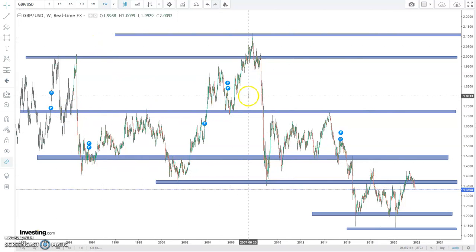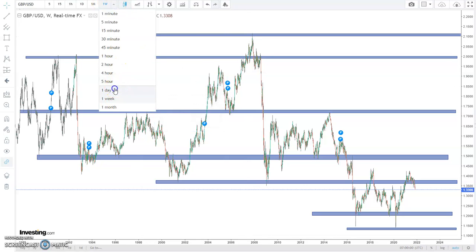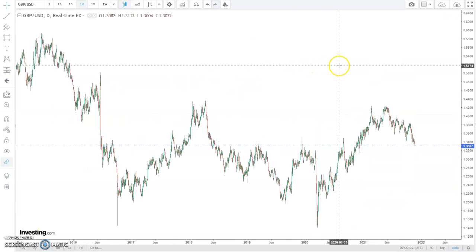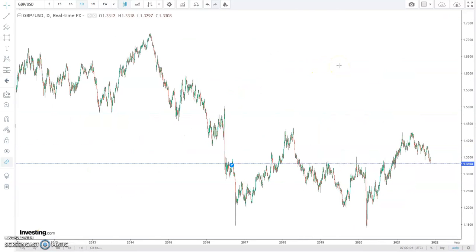So in terms of the weekly, that looks like my weekly confluence area. I'll then move down to my daily area. And as you can see, the graph then starts narrowing in. So I zoom out completely to a daily. And as you can see, there's no resistance and support areas on the daily.